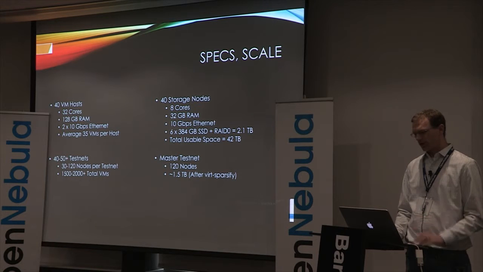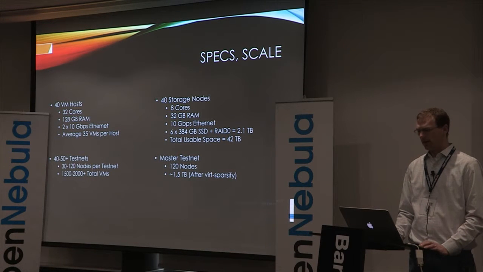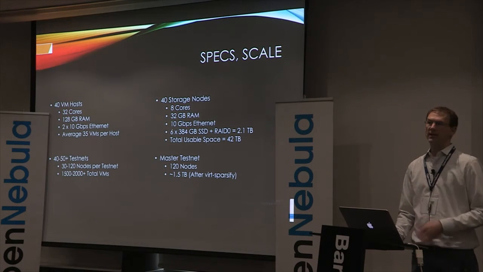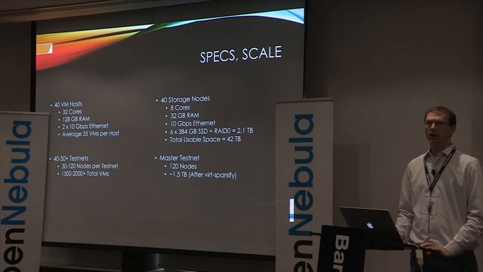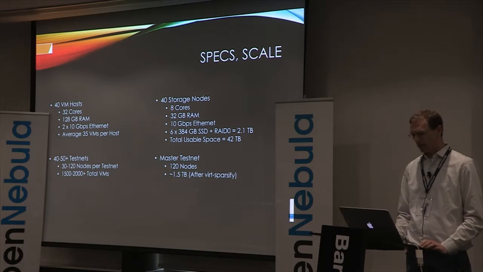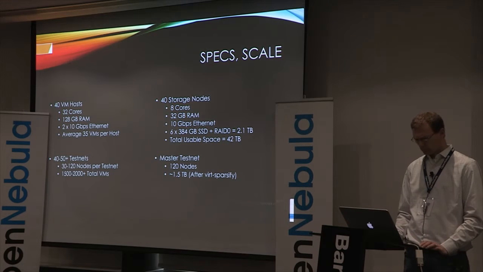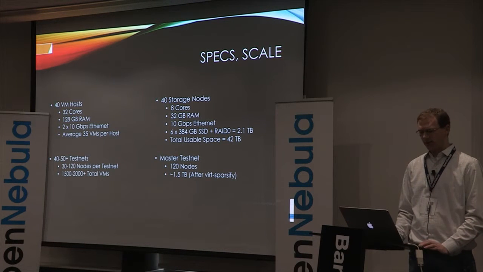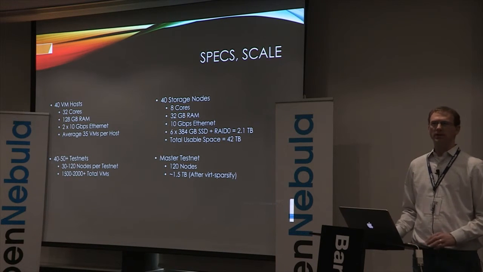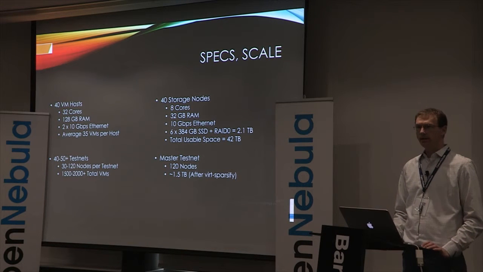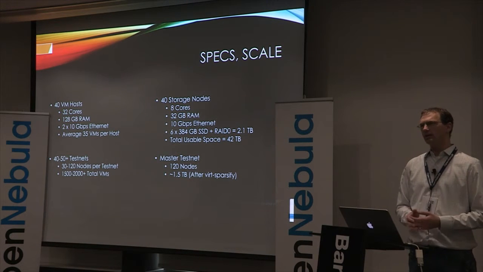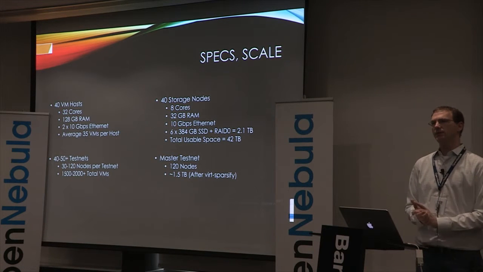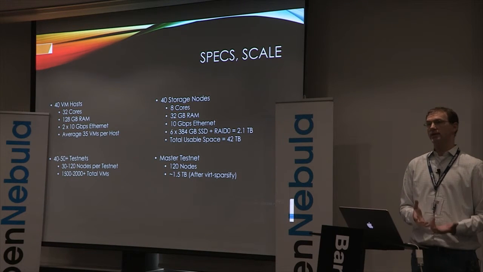The storage nodes are 8 core machines with 32 gigs of RAM. We RAID all of the drives together, SSD drives, and our current production cluster has about 40 terabytes of storage space. So this gives us enough capacity to run approximately 40 to 50 Akamai testnets concurrently. We're able to start subsets of that testnet if you only need part of Akamai for your testing.